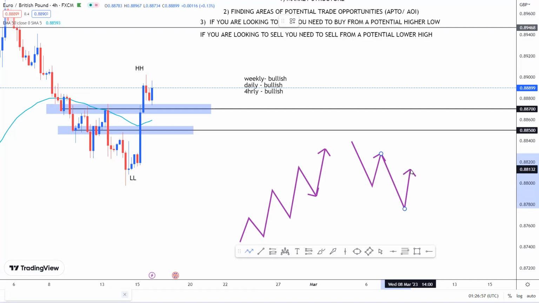This right here is a potential lower high, and it's only a confirmed lower high once it leads to a break in the market structure below the previous swing low. Then it's a confirmed lower high. Otherwise, it's a potential lower high.